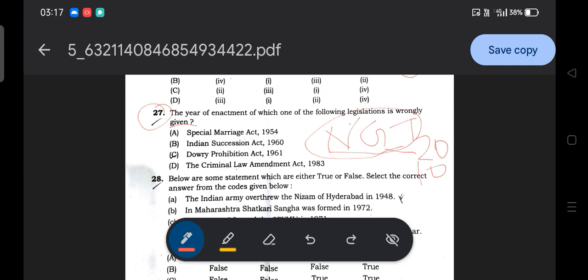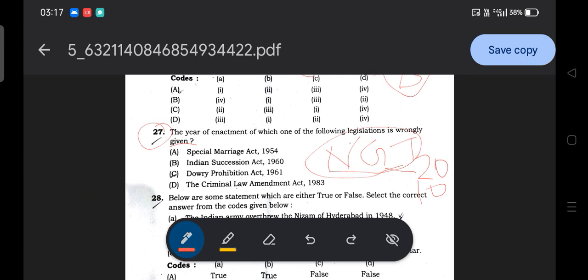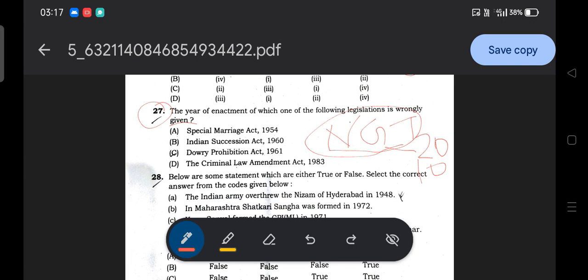So hello everyone, let's go to question number 27. In question number 27, they asked for the wrong option, but option C is correct. It's not wrong. Dowry Prohibition Act 1961, it's correct. I have recently checked it. I really apologize for that. Sometimes human error can happen, because I am also a learner. I am learning with you. Hope you agree with my point.